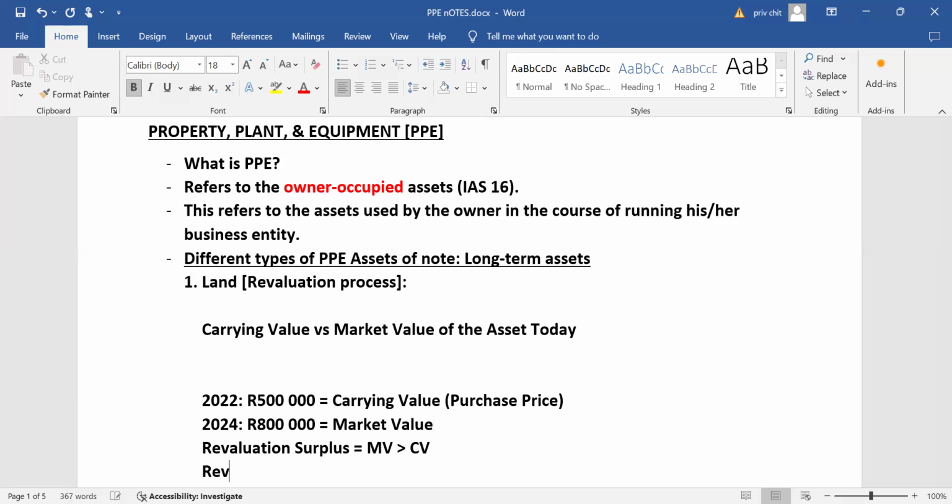But if ever the market value is lesser, which is under rare cases because land usually appreciates in value, all right, you would have what we call a revaluation deficit. That is if the market value is lesser than the current value. But in this context, the market value is 800,000 rands, which appears to be greater than the carrying value of 500,000 rands, leaving us with the revaluation surplus, which is the difference between the two amounts.